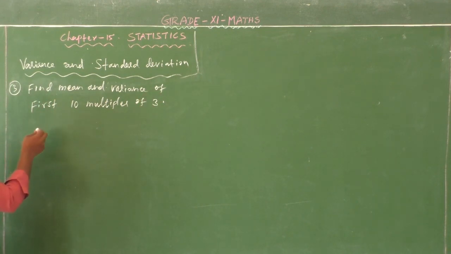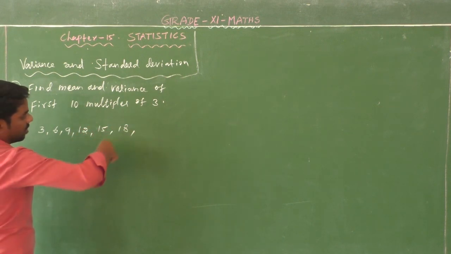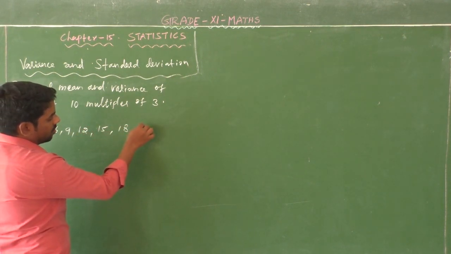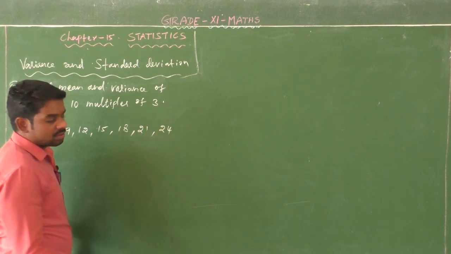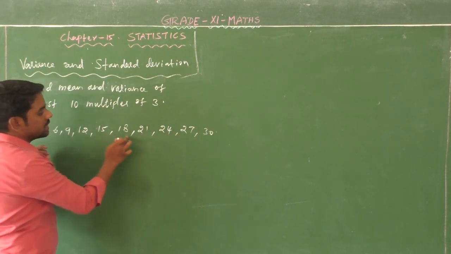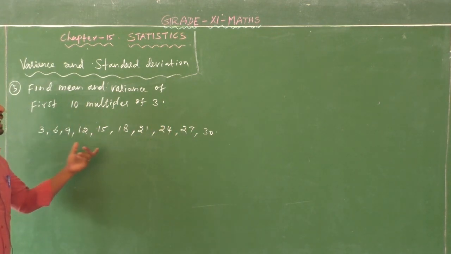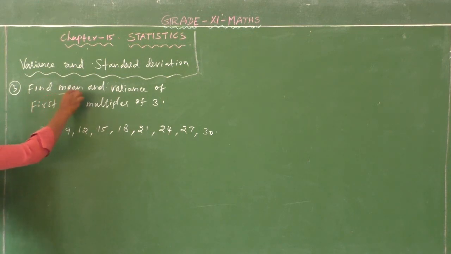Listen, the first 10 multiples of 3 are 3, 6, 9, 12, 15, 18, 21, 24, 27 and 30. That is 10 numbers. This is the given data. First find the mean.